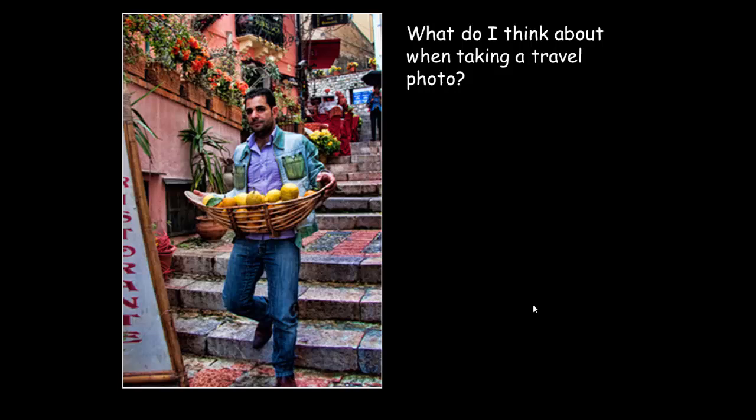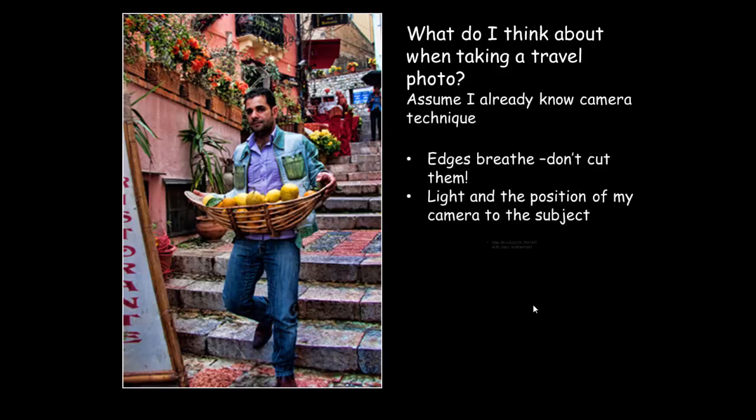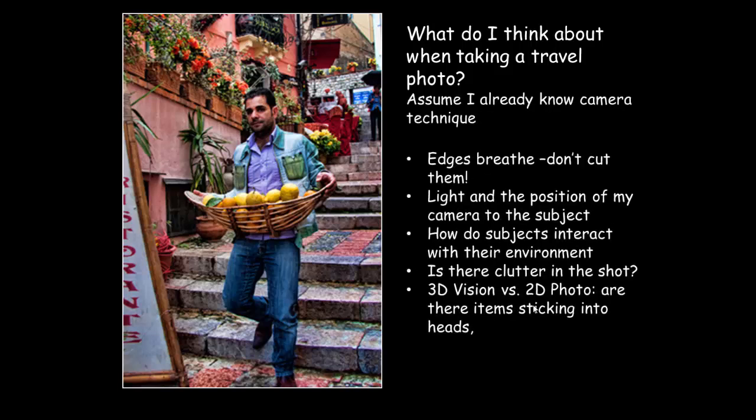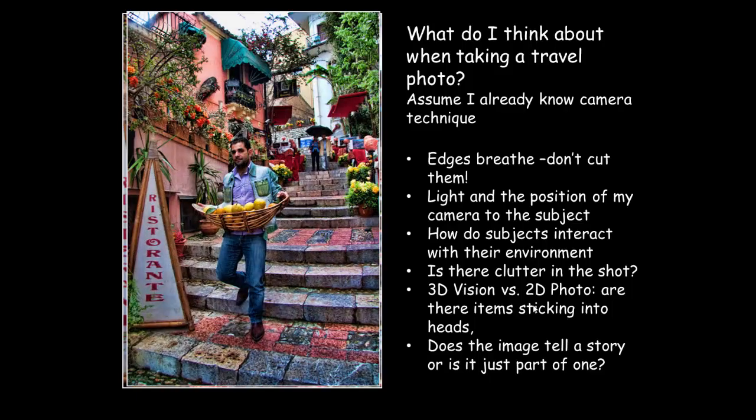So make sure that you think about what you're photographing when you travel, and is there clutter in the shot, or is there a tree coming out of a person's head? Edges breathe, don't cut them. Here's a better version of that photograph. The complete sign, didn't cut off any body parts, and you got a nice leading line. It's all about improving your travel photography by thinking about what you're doing and what you see.